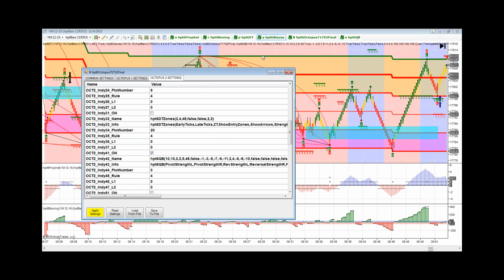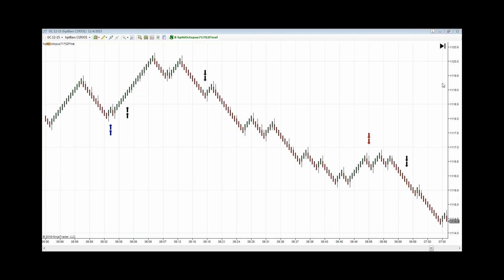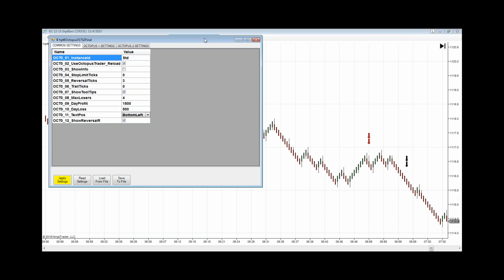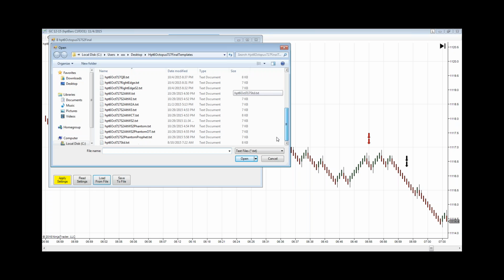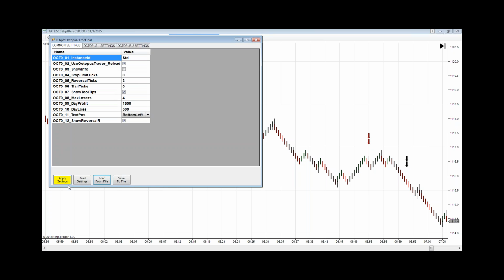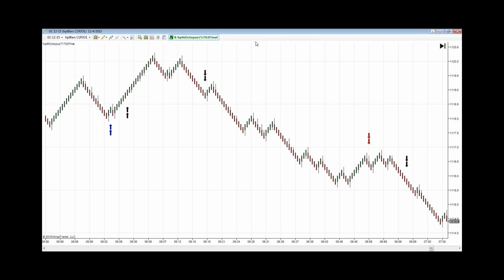Now let's just cover the standard indicator, which is actually the default, and then that will wrap up these Octopus template videos. All right, I've gone ahead and loaded the Octopus again, the 717S2 final. You notice when you load this one on, it's the default template. It'll say default up here, but I've already loaded the standard, so I'm going to go load from file. I'm going to go in here. I believe it's the last one on the list. It's standard. That's also the default. I'm going to hit open. I'm going to hit apply, and then I'm going to hit OK.